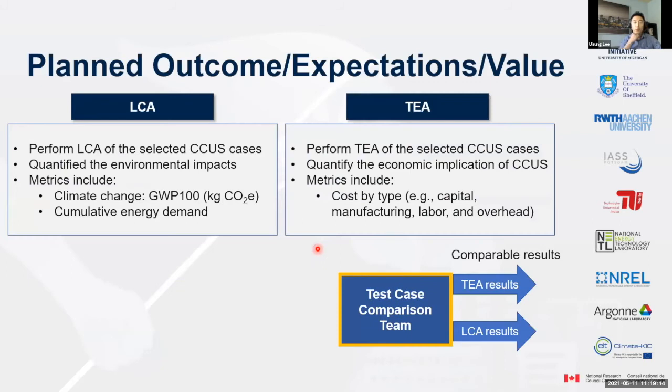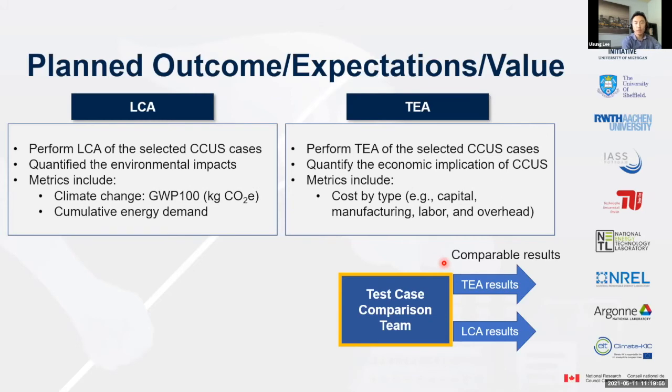What we expect from these activities: from the LCA perspective, we are going to perform the LCA of the selected CCUS cases, which is mainly about the environmental impacts, like the greenhouse gas emissions or the cumulative energy demand for these proposed technologies. For the TEA part, we are going to evaluate the economic implications of CCUS, and the metrics mainly include the cost by type, like the capital cost and operating costs, like labor and overhead. So our goal is to generate the TEA and LCA results.